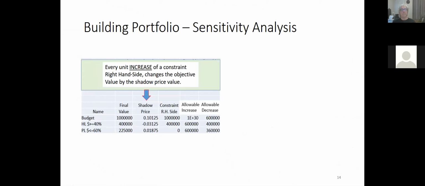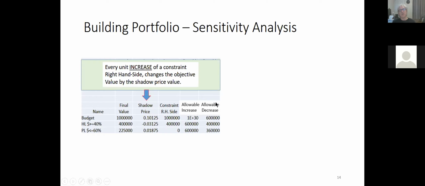Okay. Now, this is the portion of sensitivity analysis for constraints right-hand side. And I want to reiterate what is the shadow price because it's a cornerstone in this analysis. Every unit increase of a constraint right-hand side changes the objective value by the value of the shadow price. So the shadow price is the change in the objective function for each 1 unit increase of the constraint on the right-hand side.